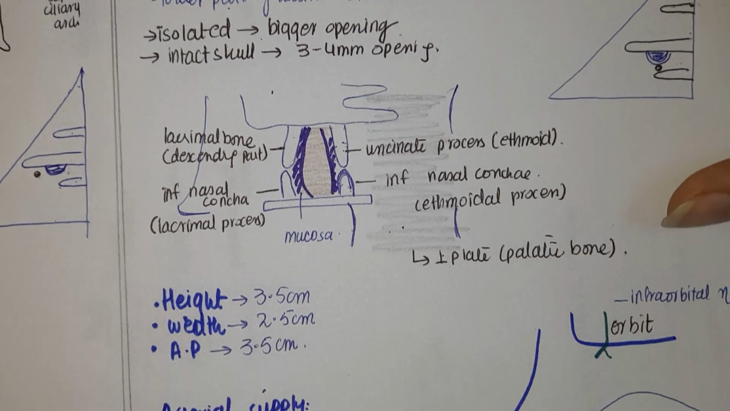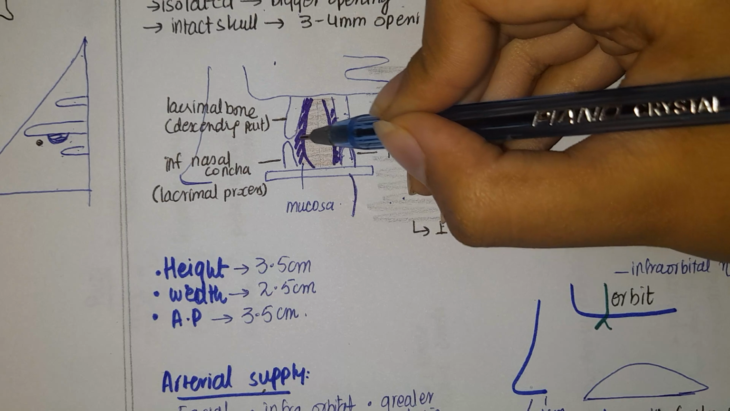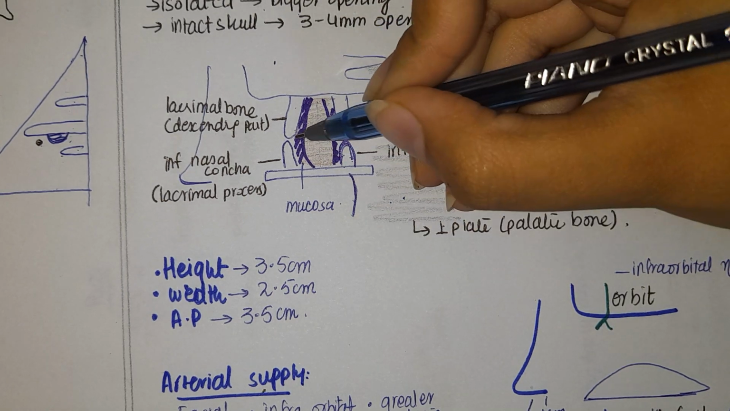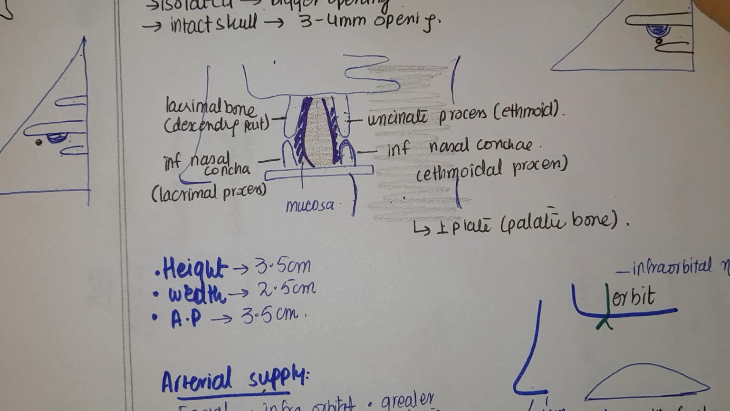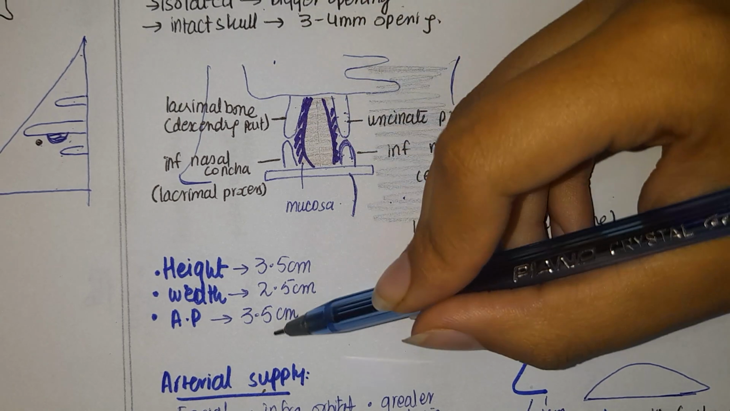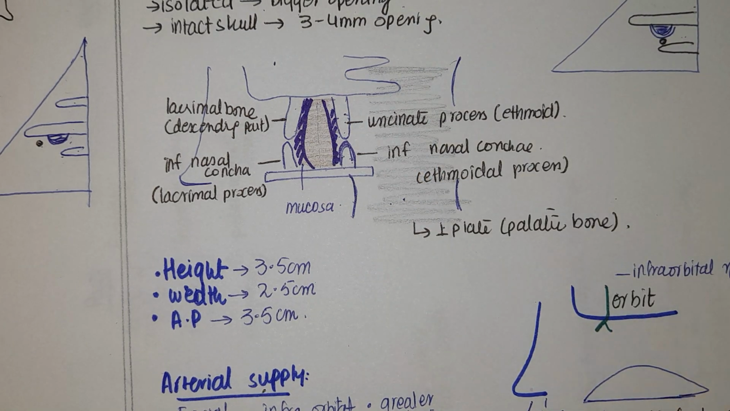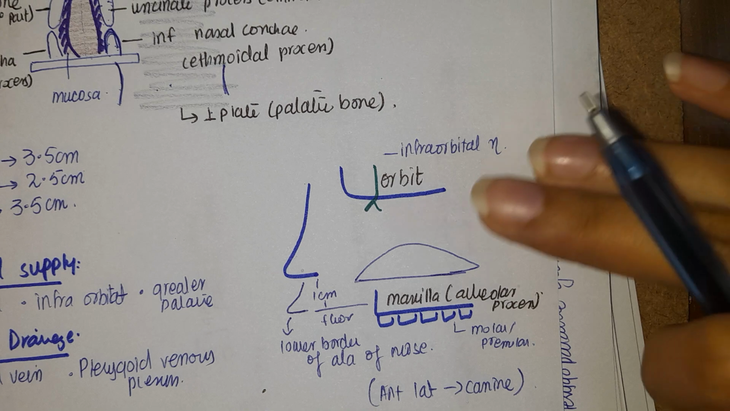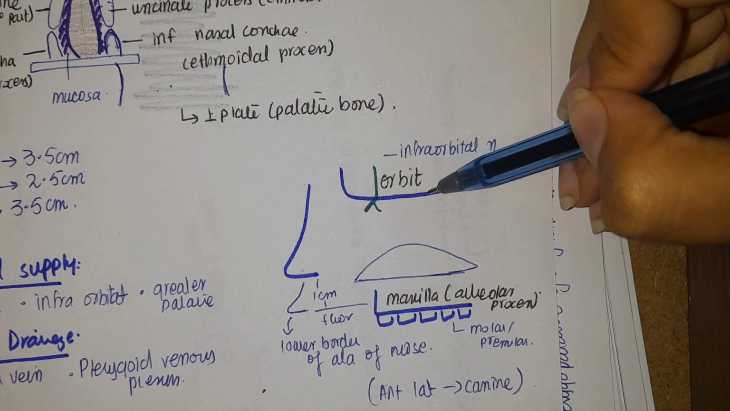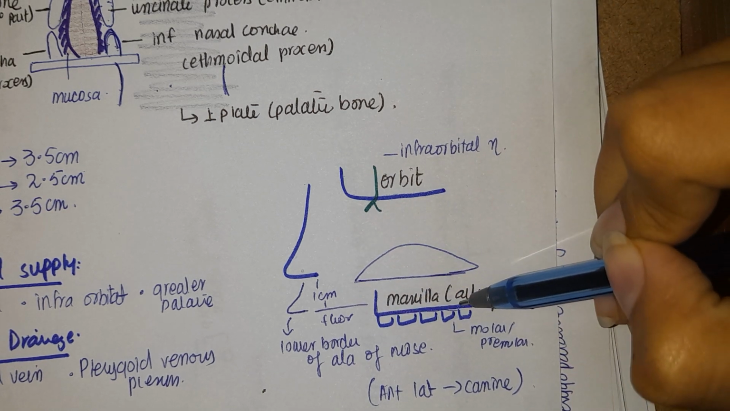Now, the height of this sinus is 3.5 centimeters. Its width like this is 2.5 centimeters, and its anterior-posterior depth like this is 3.5 again. So height and anterior-posterior depth are 3.5, whereas its width is 2.5 centimeters only. Now, one thing we need to know is that this maxillary sinus is located somewhere like this, superiorly bounded by the undersurface of the orbit. Inferiorly, it is bounded by the alveolar process of the maxilla.